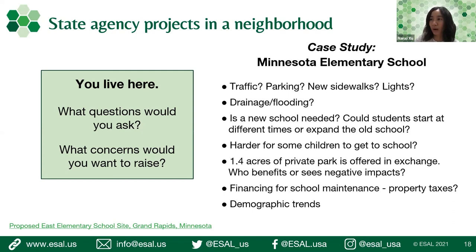And 1.4 acres of private park is offered in exchange. Who benefits from it, and who sees negative impacts? With every single policy decision, there is always someone who benefits, and there are always pros and cons. And what about financing of a school? Building a new school can cost a lot of money. Where does the money come from? Is it going to come from property tax? Then that surely involves the people who live in that community. And then demographic trends about the teachers, students, and families who will be attending this new elementary school, assuming it is going to be built. So yeah, all those are really great points.